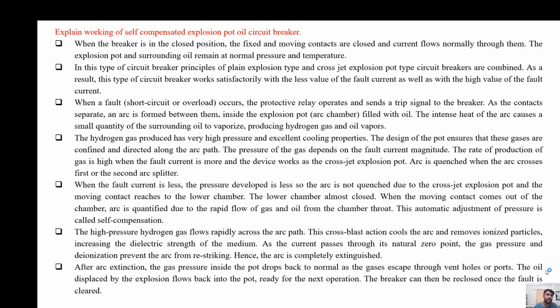Now, after the arc extinction, the gas pressure inside the pot drops back to the normal condition as the gas escapes through the vents or holes or ports. The oil displaced by the explosion flows back into the pot again, ready for the next operation. The breaker can then be closed again or reclosed once the fault is cleared. So this is how the self-compensated explosion pot oil circuit breaker works.